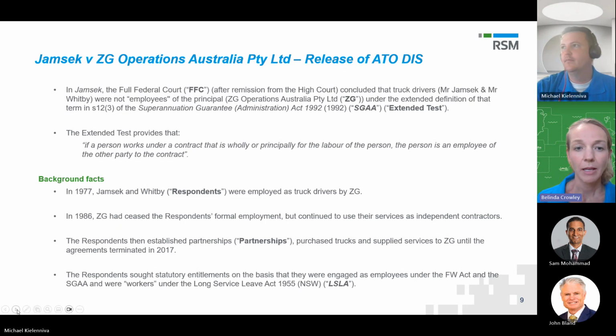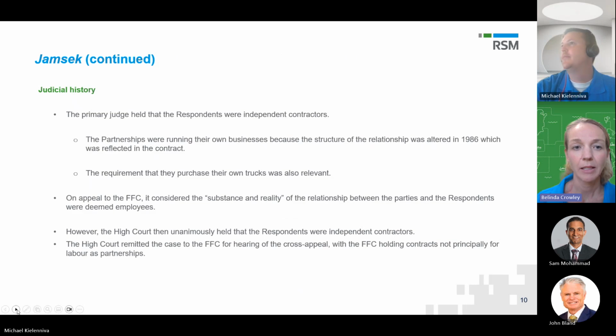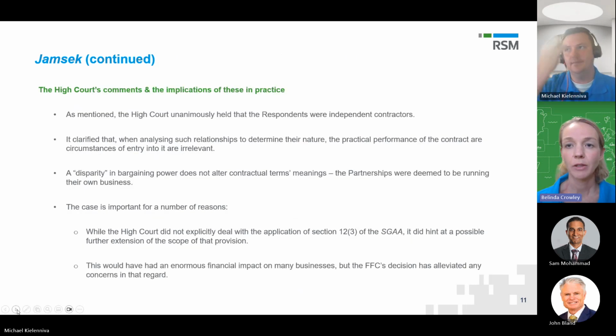I'll just get you to skip over that slide and the next slide. Thanks, Mike. There are some detailed facts on the slides there, but I'll leave them to be gone through in your own time. The lower courts originally had opposing views on the question of whether these individuals were engaged as contractors or employees, the issue being at stake whether there was leave entitlements payable and also whether super guarantee charge was payable. At the High Court level, the High Court determined they were contractors, and the High Court held that the contractual relationship itself was what prevailed.